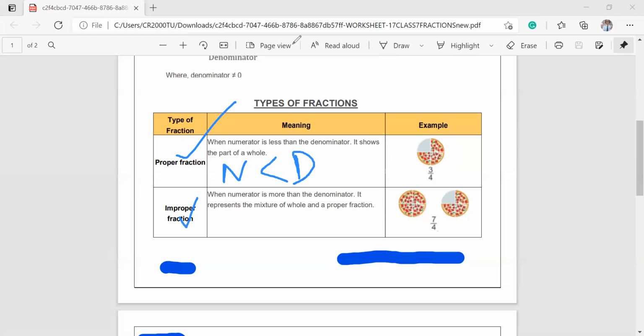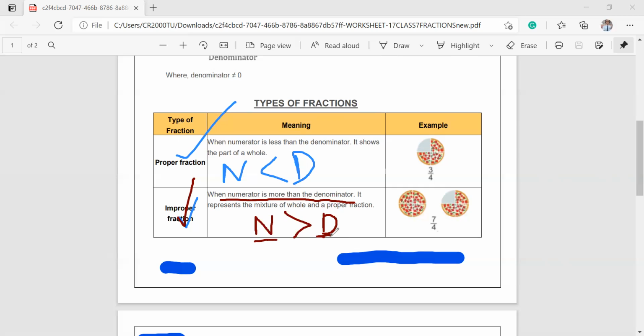Let me take another color of my pen. In the improper fraction, we learn that when the numerator is more than the denominator, this is the equation that I'm trying to tell you. When the numerator is bigger than the denominator, it represents a mixture of a whole and a proper fraction.